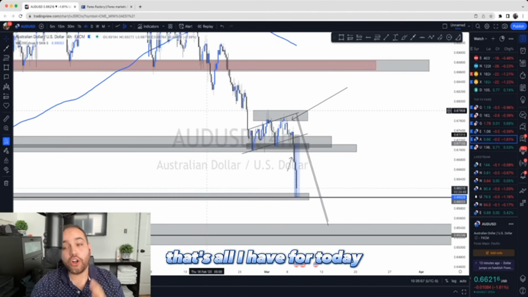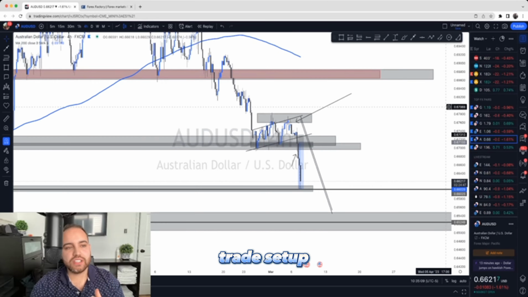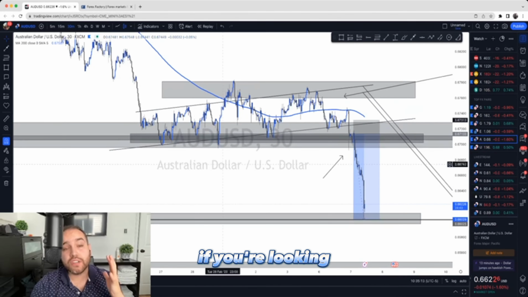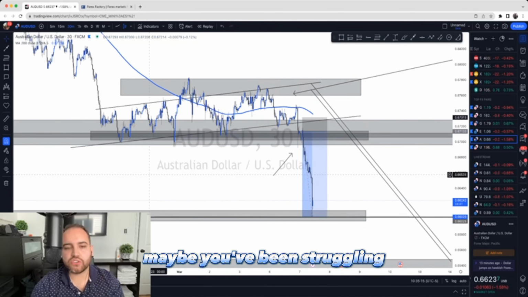Okay, guys? Guys, that's all I have for today. Amazing trade setup. I was super excited to see this pan out. Beautiful trade setup.